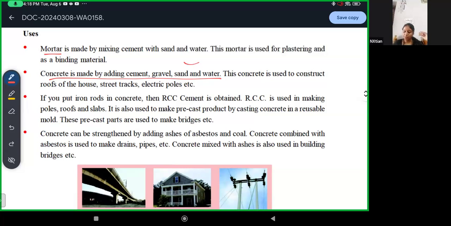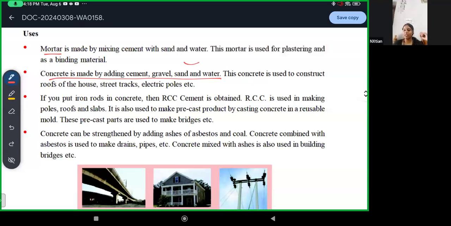Then if you put iron rods in concrete, RCC cement is obtained. RCC is used in making poles, roofs, and slabs. It is also used to make precast products by casting concrete in a reusable mold. These precast parts are used to make fridges, etc.